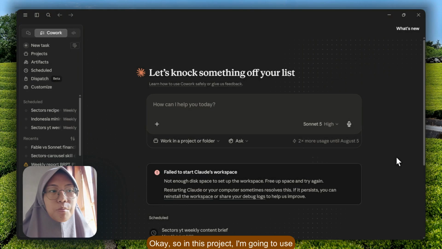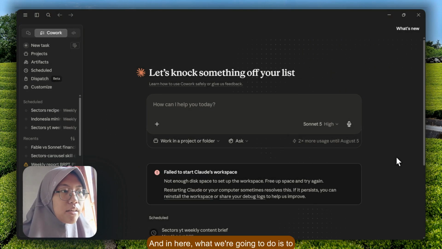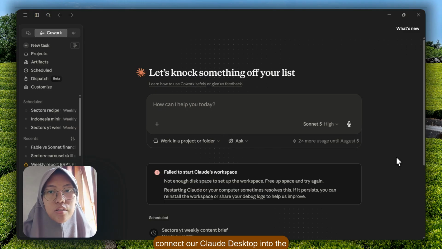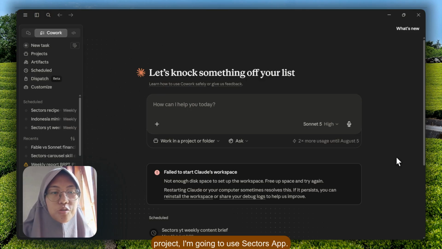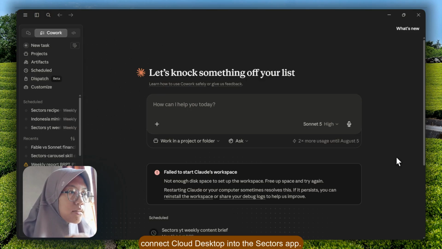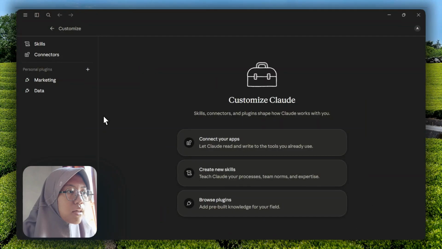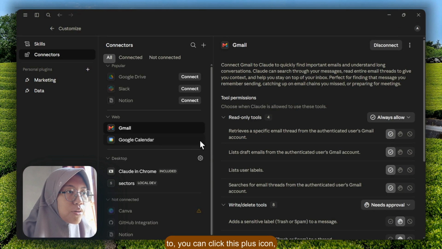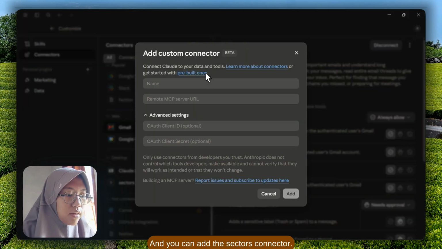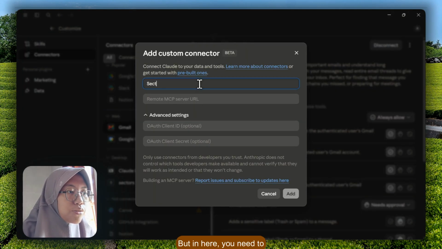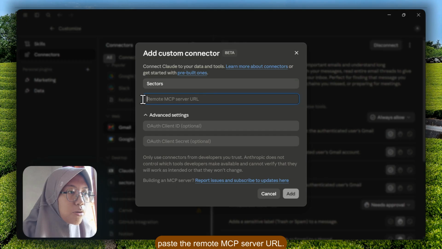Okay, so in this project, I'm gonna use Claude Desktop, and what we're gonna do is connect our Claude Desktop to real-time Indonesia stock market data. In this project, I'm gonna use Sectors app. So what we're gonna do now is connect Claude Desktop to the Sectors app. We can go to Customize, go to Connectors, click this plus icon, add custom connector, and you can add the Sectors connector. But here, you need to paste the remote MCP server URL.